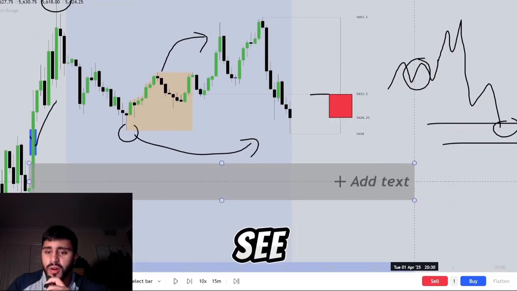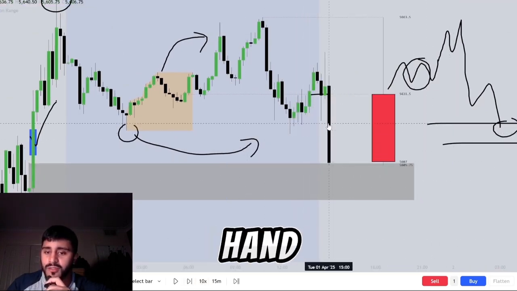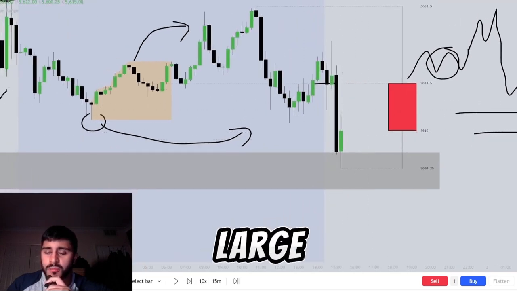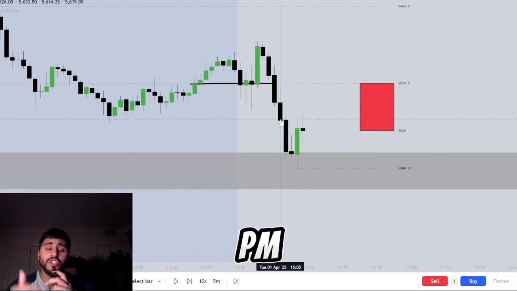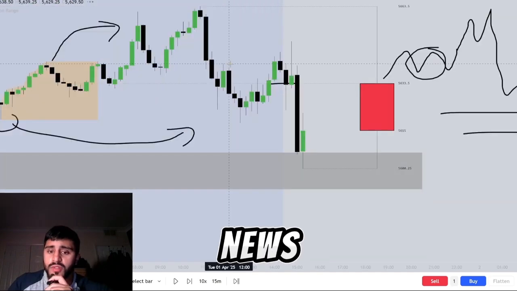Now from here, once we see price coming into a key level, we are waiting for the market to show its hand. And the way we do that is by being patient. So this was a very, very large impulsive candle to the downside, right? So this was actually the 3 p.m. UK time news or the 10 a.m. Eastern. So my rule with news events is very, very simple.